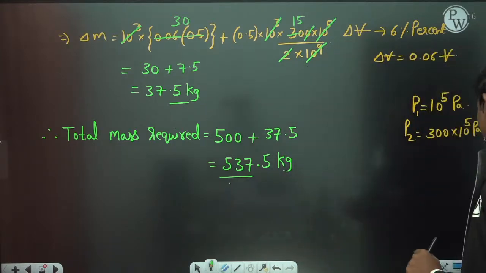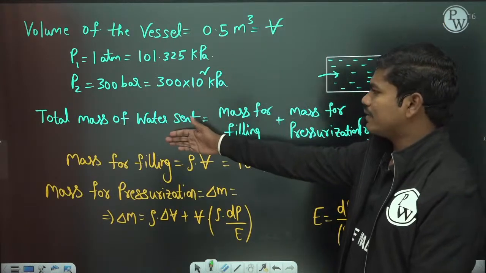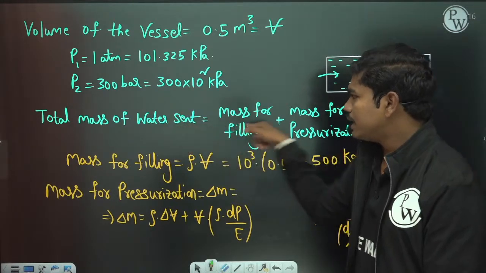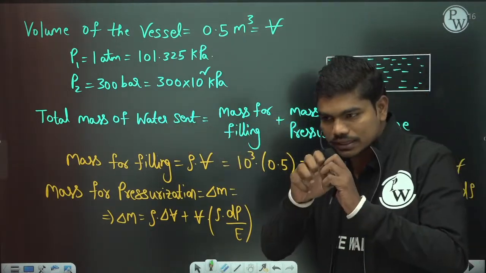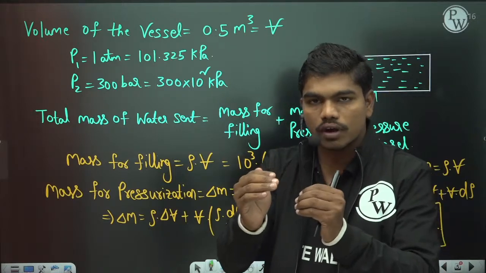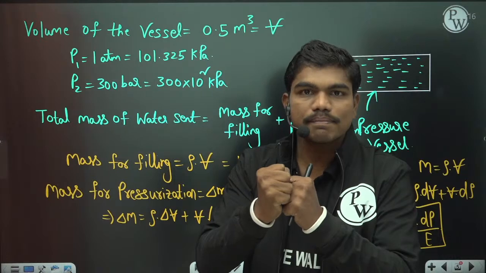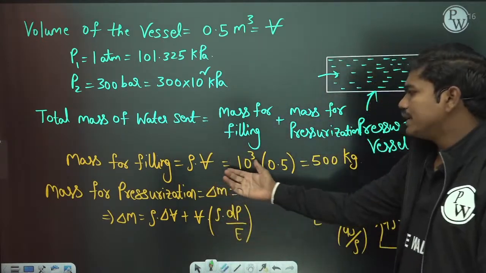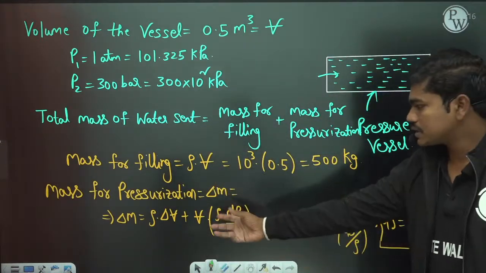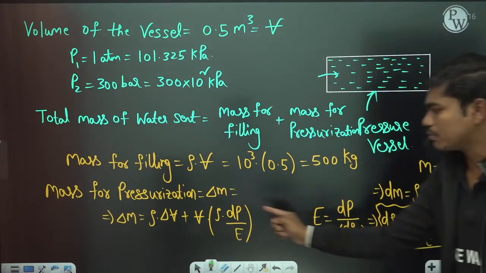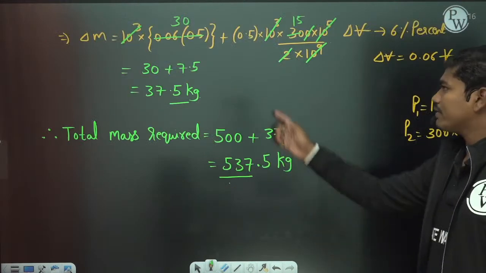It's a very simple question actually. This is just the given data till this particular point. Now this line is nothing but understanding the physics. When you send some water inside, first of all that amount of water is used for filling the vessel, and the second part of the water which you are sending is for creating pressure inside the vessel. So mass for filling is very simple, density into volume. Mass for pressurization, by some simple bulk modulus relations, we have written and calculated it carefully.